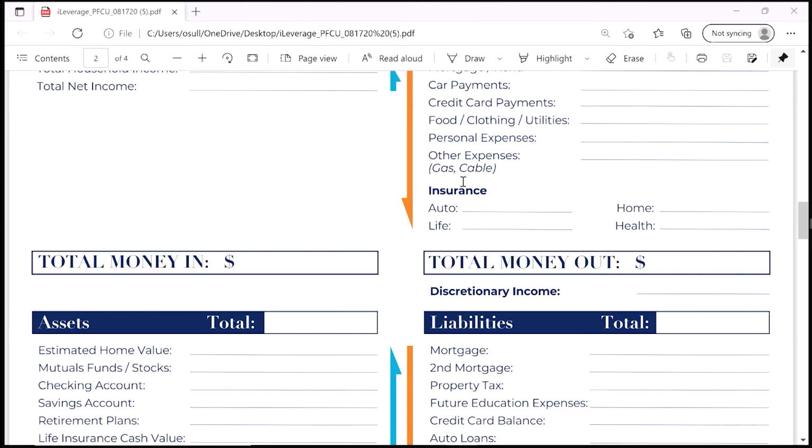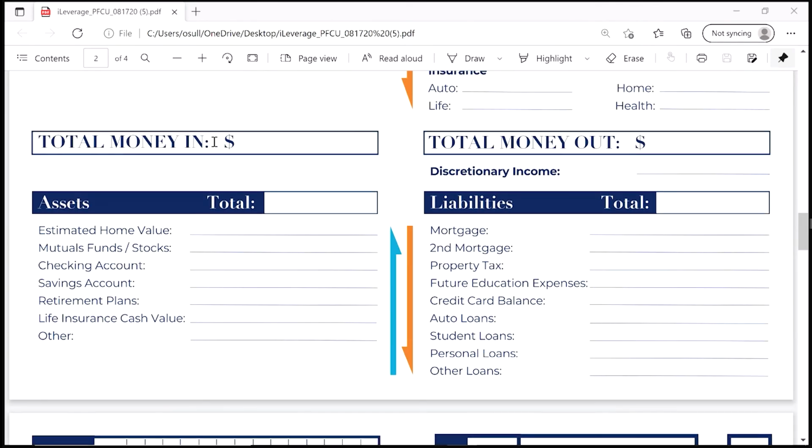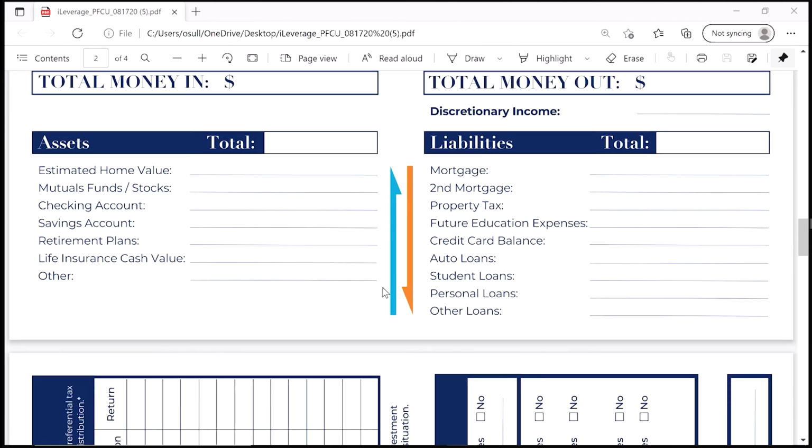Personal expenses, other expenses, that type of stuff. What do they got going on for insurances? Auto, life. You can kind of find out if they have anything else going on there for life insurance, home, health. So you got your total money in the left column and your total money out. And then you're kind of finding what is the discretionary income they got there. That may be eye-opening for them.